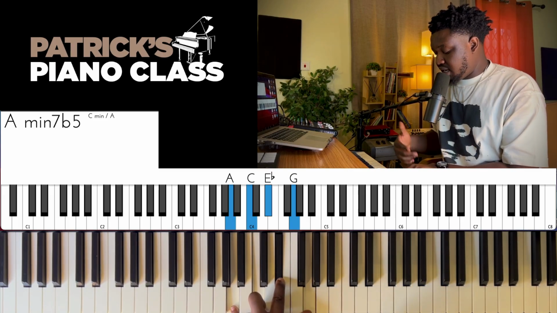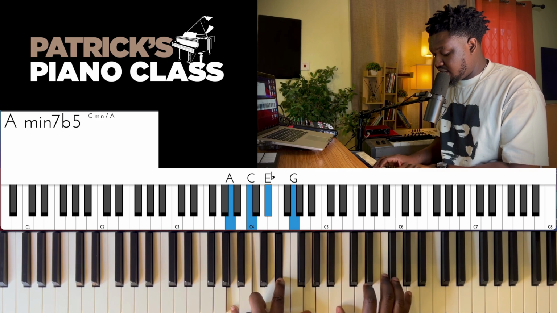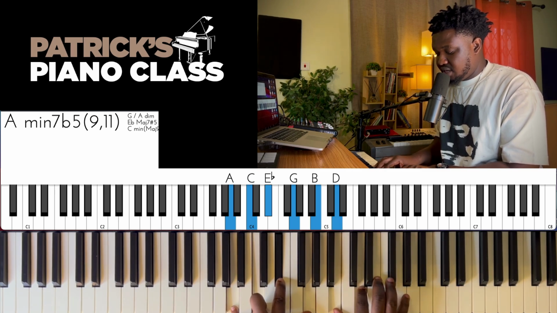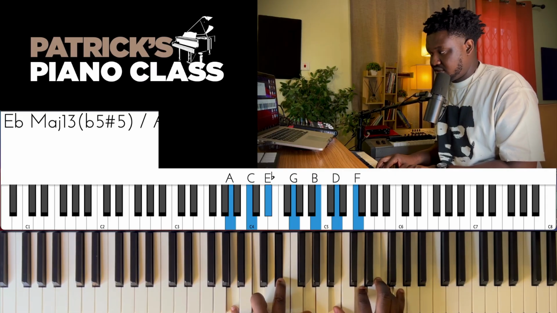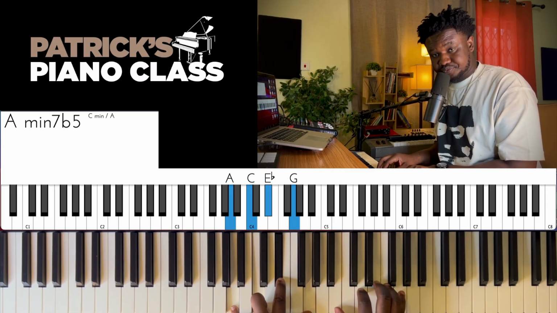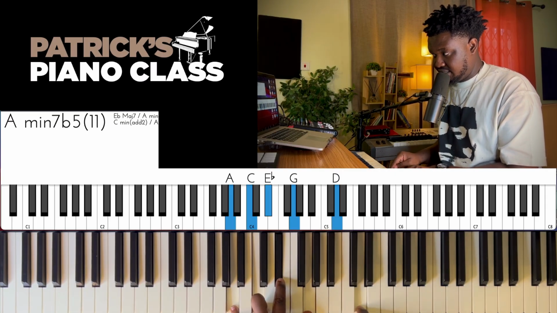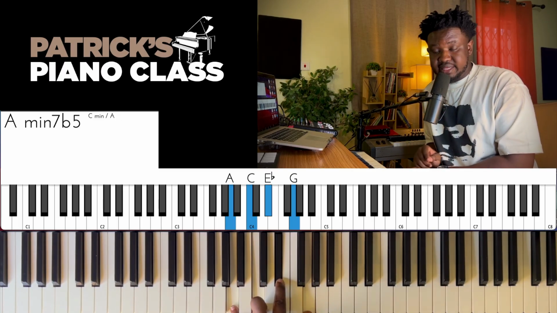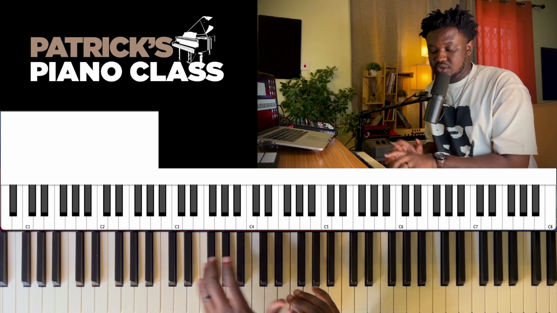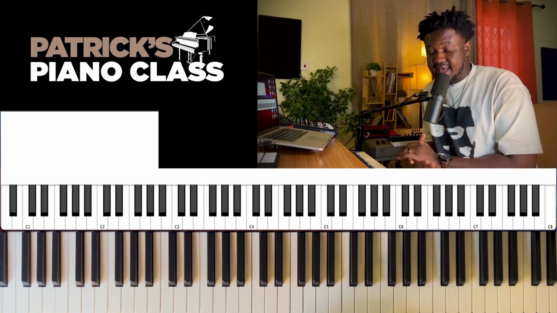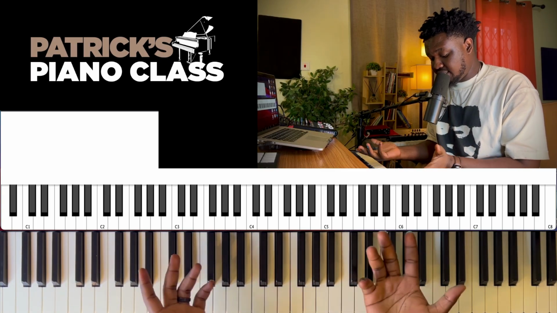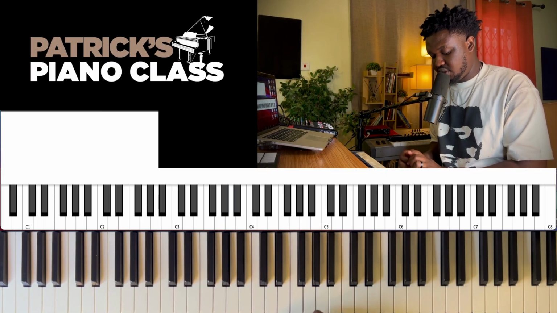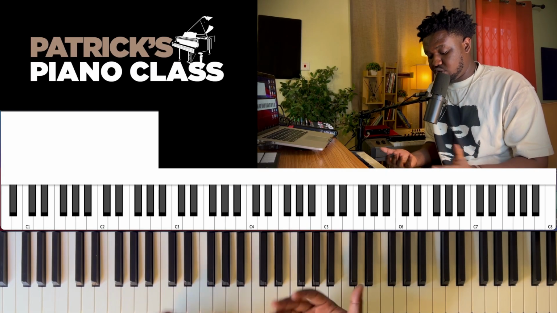Now, if you are to add extended notes to it, we're going to get a natural 9, a natural 11, and a flat 13. So this is going to be the natural 9, natural 11, and a flat 13. And that is the extended notes for the half diminished chord. So that is it for the sixth mode. So now to the last mode of the melodic minor.